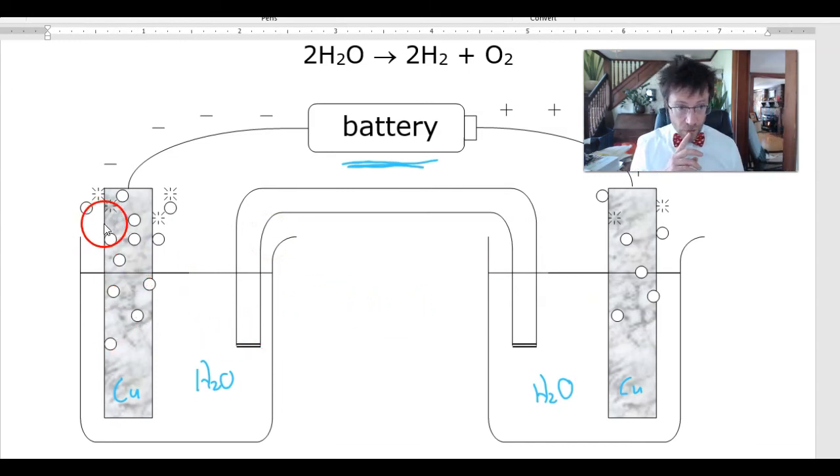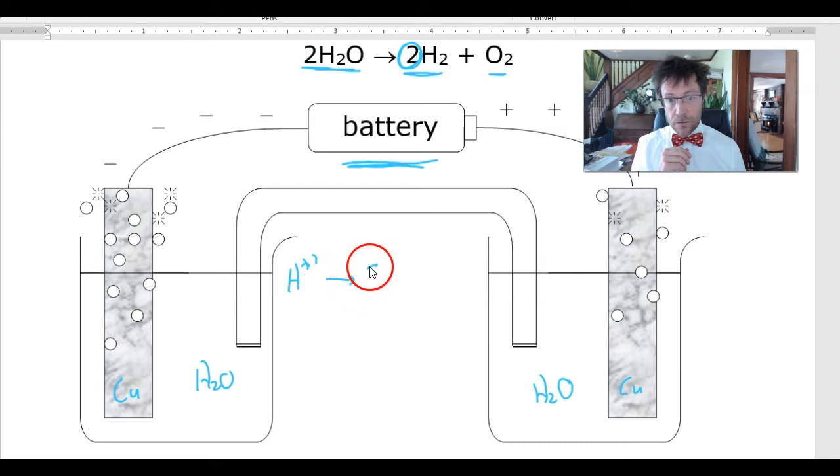So I want you to take a look first at this equation: 2 water molecules, right? You produce 2 moles of hydrogen and 1 mole of oxygen. So twice as much hydrogen as you do oxygen, right? So to do our half reactions, we've got hydrogen as plus 1. It's going to turn into hydrogen with a 0.